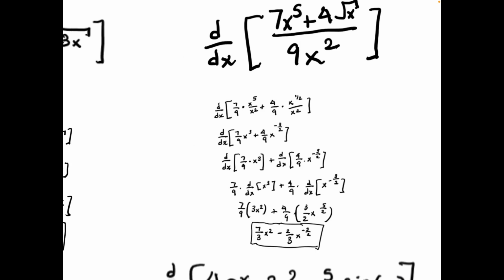So from there, the next thing we could do is notice that we have two terms. We could distribute the derivative to each of those terms.